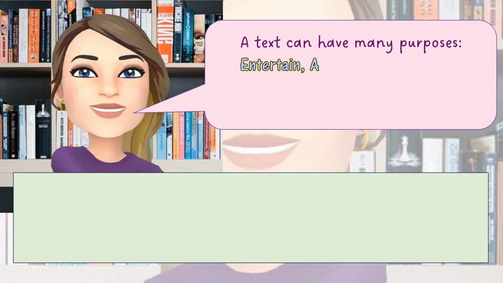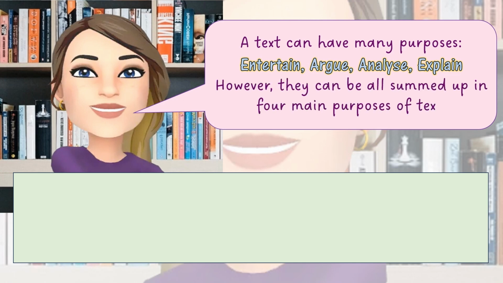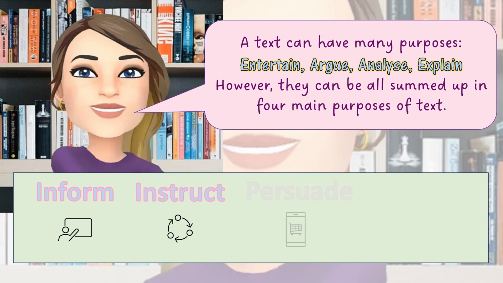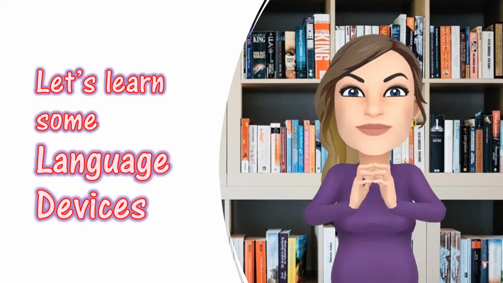A text can have many purposes: to entertain, to argue, to analyse, to explain. However, they can all be summed up in four main purposes of text. They are to inform, to instruct, to persuade, and to describe. Let's learn some language devices.